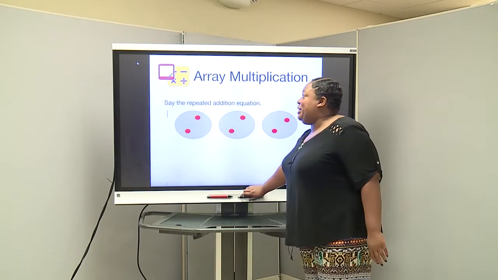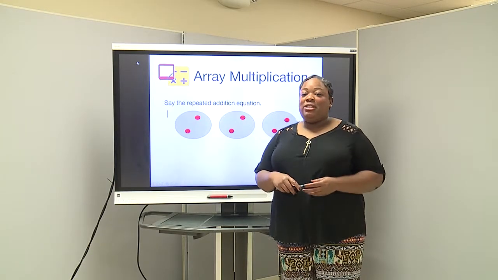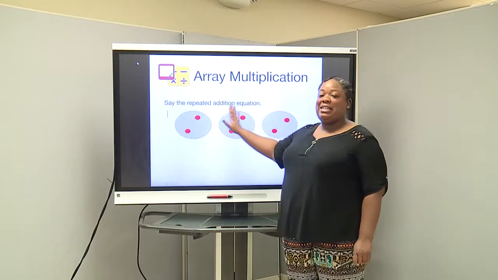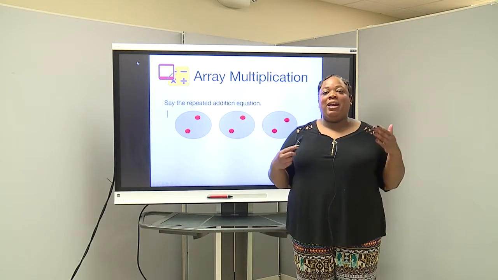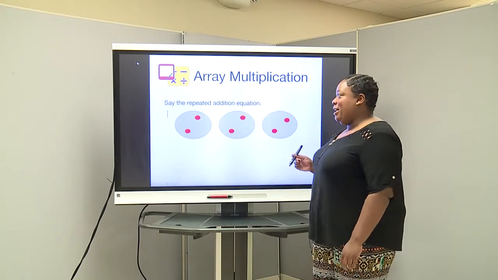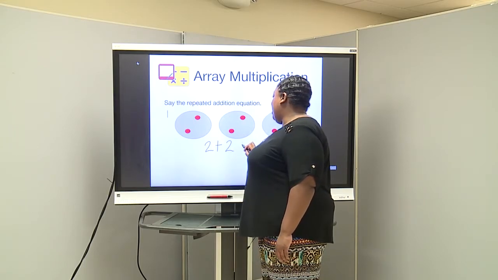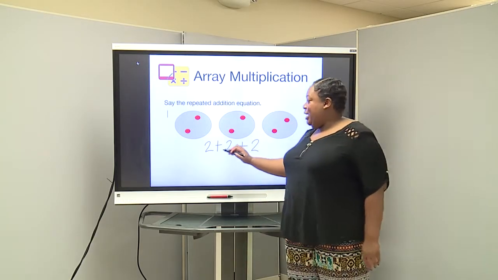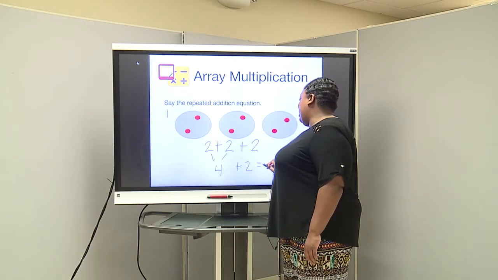All right, so it says that we're going to say the repeated addition sentence, but let's write it as I say it, okay? So let's look at what we have. We have 3 groups, and what's the size of the group? How many are in each group? That's correct, too. So can anybody guess what the repeated addition sentence would be for this picture? Let's write it down. It would be 2 plus 2 plus 2. So all we have to say is 2 plus 2 equals 4. 4 plus 2 equals 6, all right?